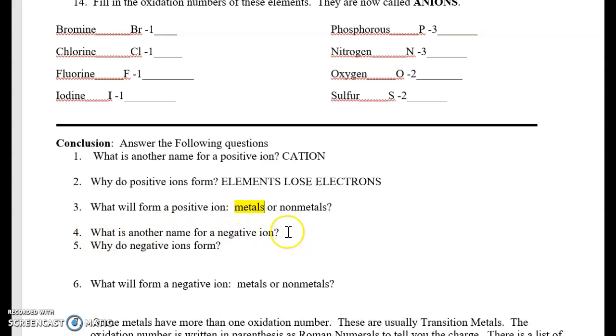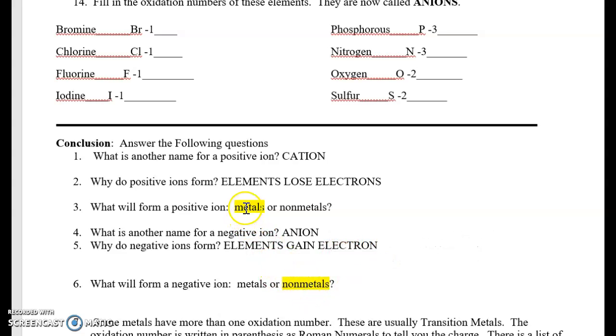Looking at number 4, what is another name for a negative ion? That's what we just talked about up here, and that is an anion. Why do negatives form? Well, just the opposite. Instead of losing electrons, elements gain electrons. They're gaining negativity. They're becoming negative. So what will form a negative ion? Well, that's just the opposite. Those are the nonmetals.